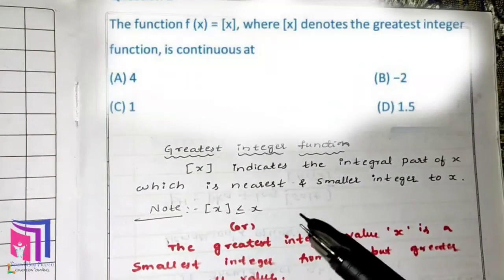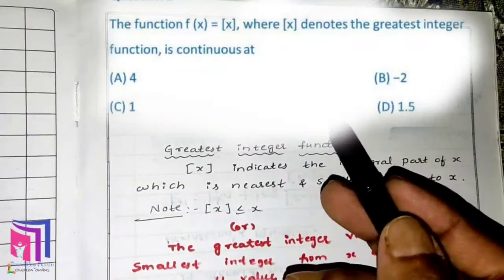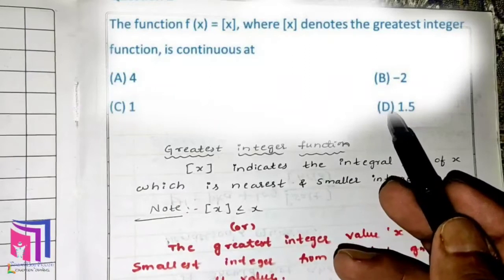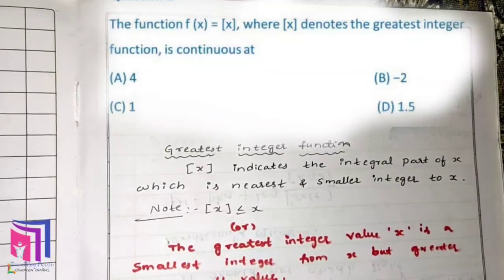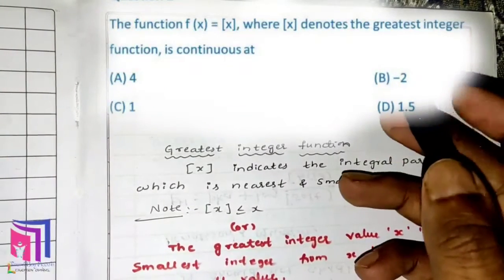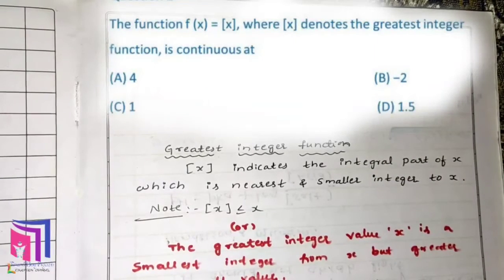They have given four options. Option A is 4, option B is -2, option C is 1, and option D is 1.5. This is a question based on the greatest integer function. We have to check the continuity of the greatest integer function. This is a very important function. Questions based on this type of function are asked in KSET, IIT JAM and other entrance examinations.